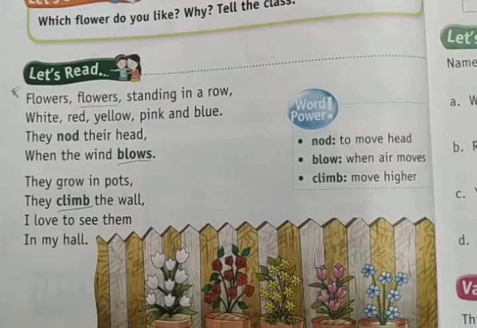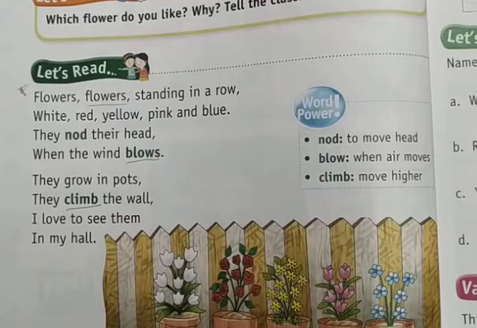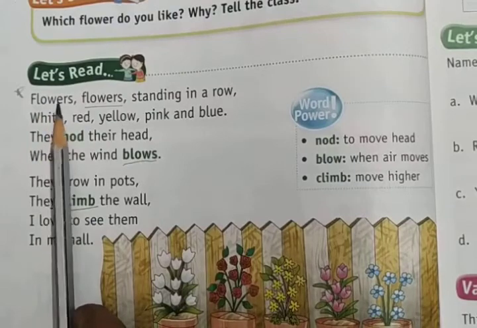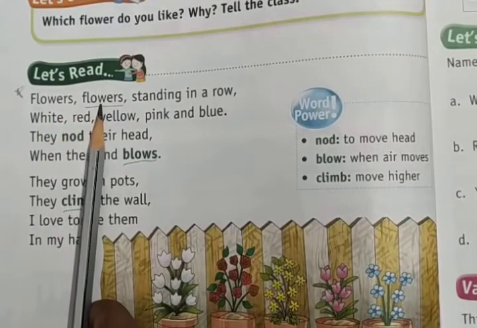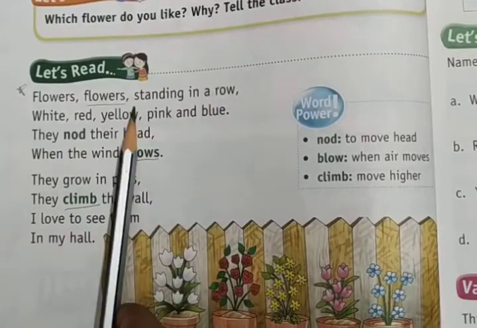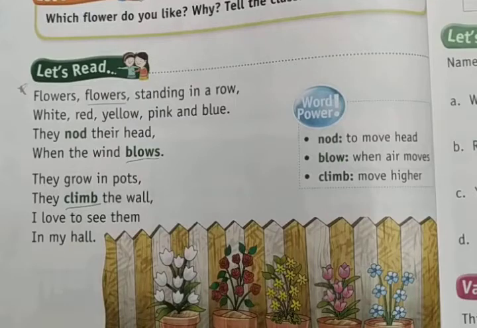Flowers, flowers, flowers, standing in a row. Standing, S-T-A-N-D, stand, I-N-G, standing. In a row means standing in a queue, standing side by side. That is called in a row.